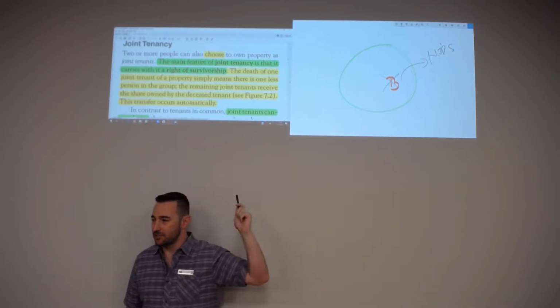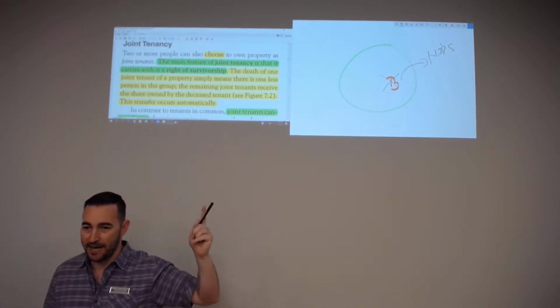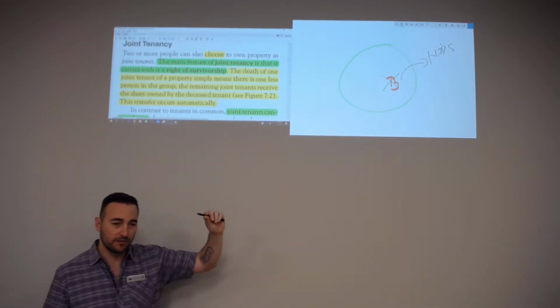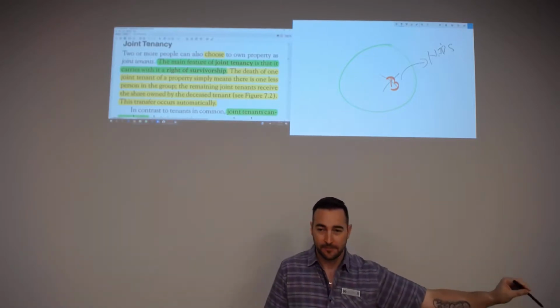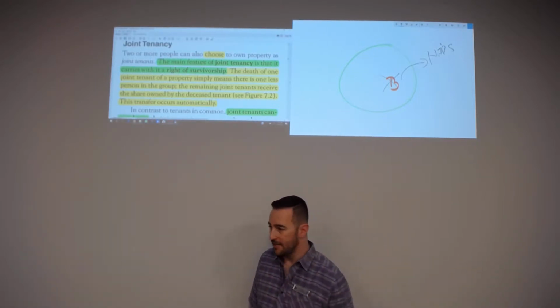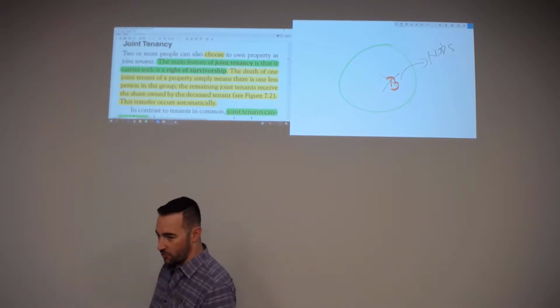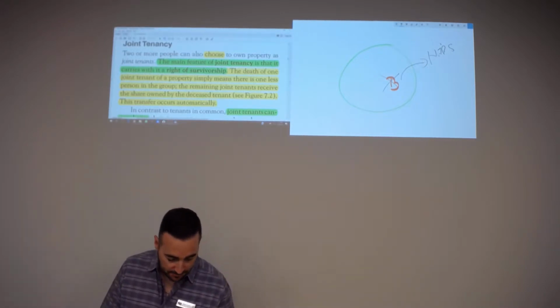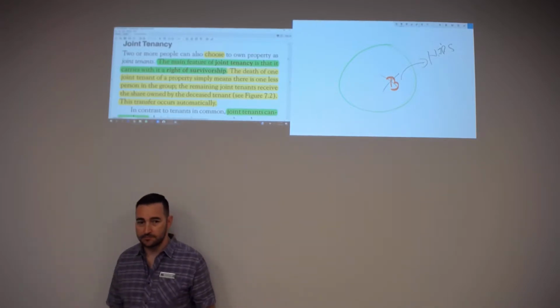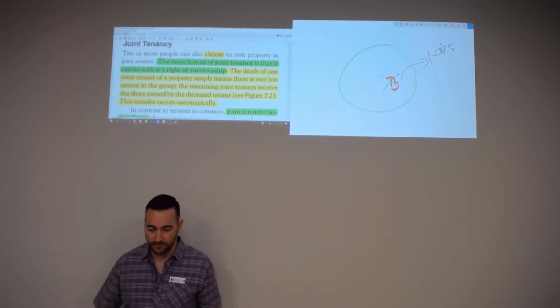When you own as a JT, the will does not matter. The will written in the question is just to throw you off. You got it? They put extra stuff just to throw you off. It sucks, but that's what it is. Okay. Any questions here? No? Good so far?